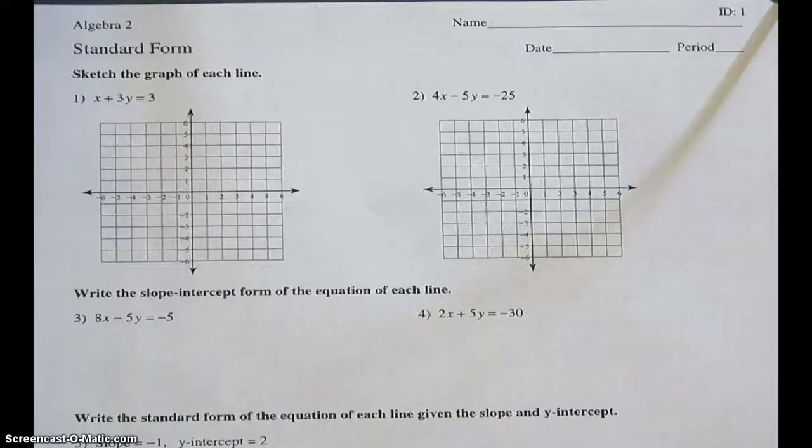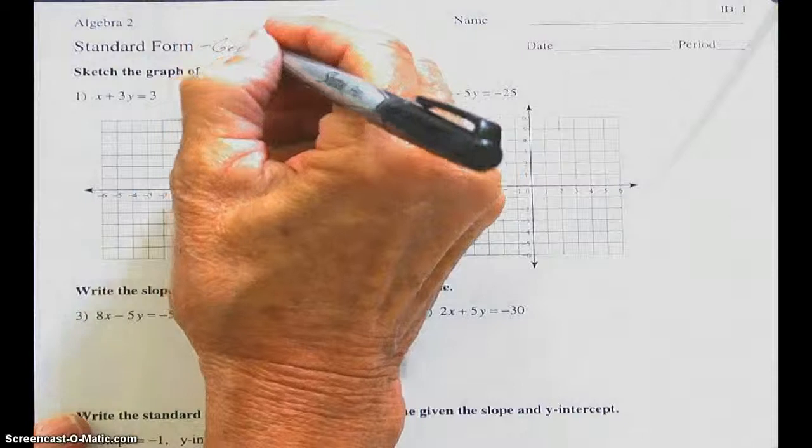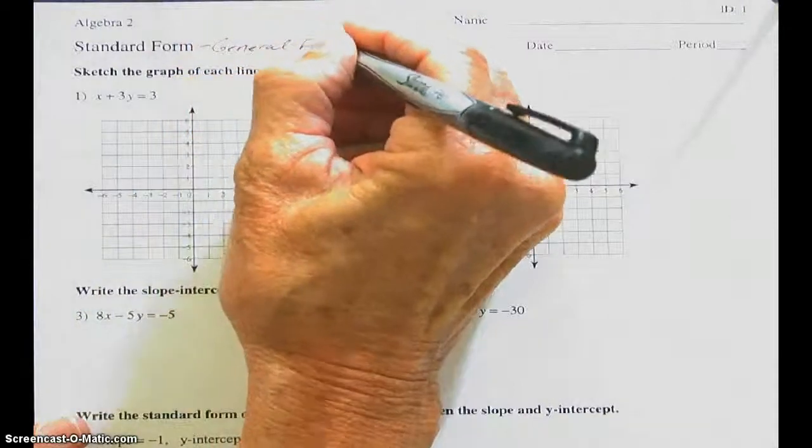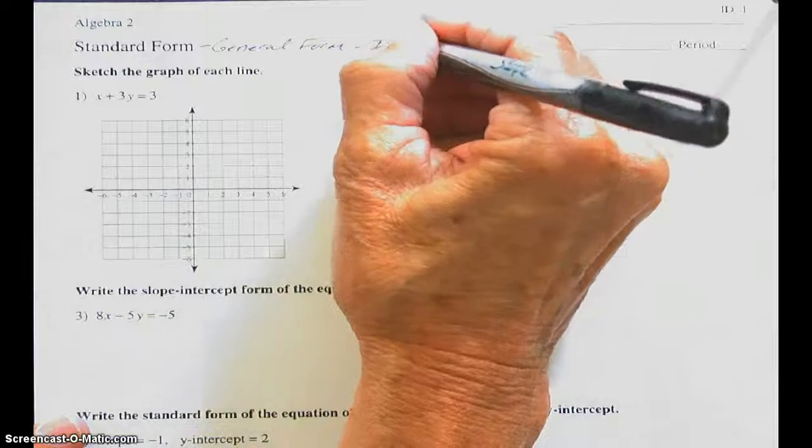Today we're going to discuss the last form of a linear equation. This is called the standard form of a line. Sometimes it's called the general form. And the third name that you might have for it is the intercept form.